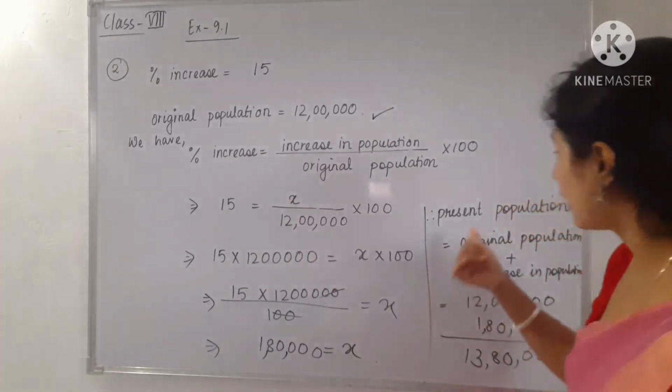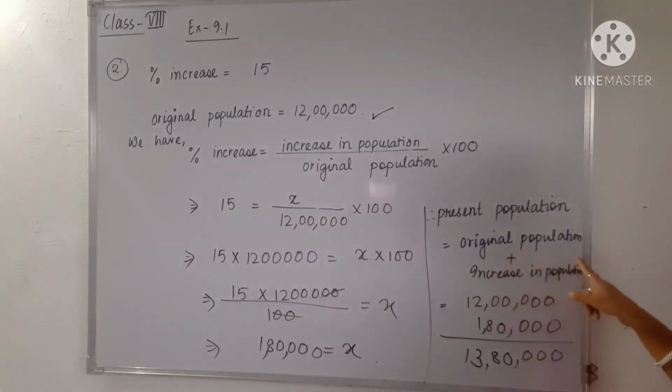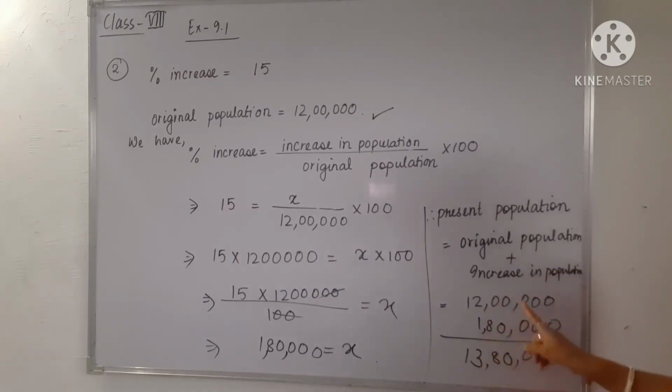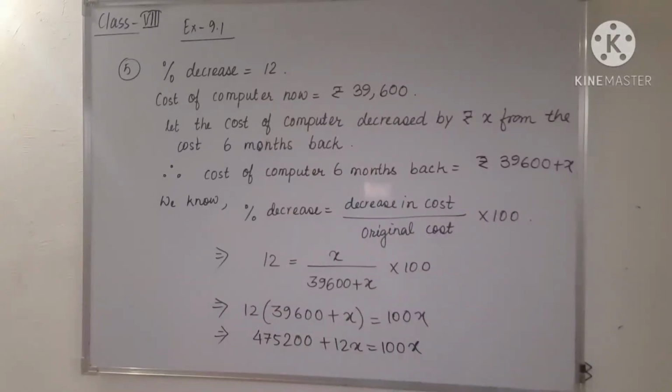So now we have to find the present population. So present population is equal to what? The original population plus the increase in population. That will be what? After adding, the final population. That means now the present population is 13,80,000. Okay. So see students, next I am doing question number 5.